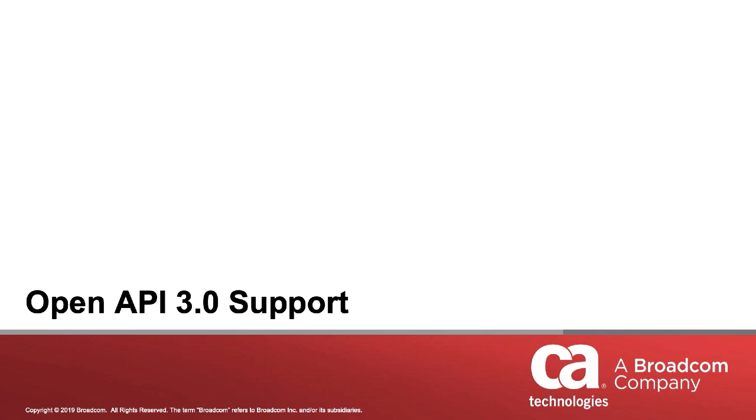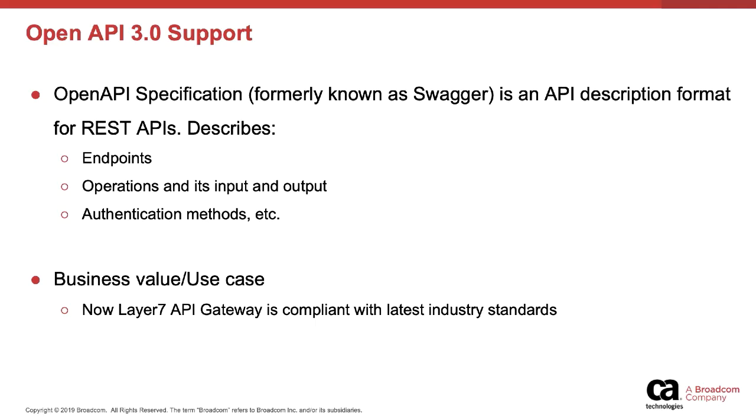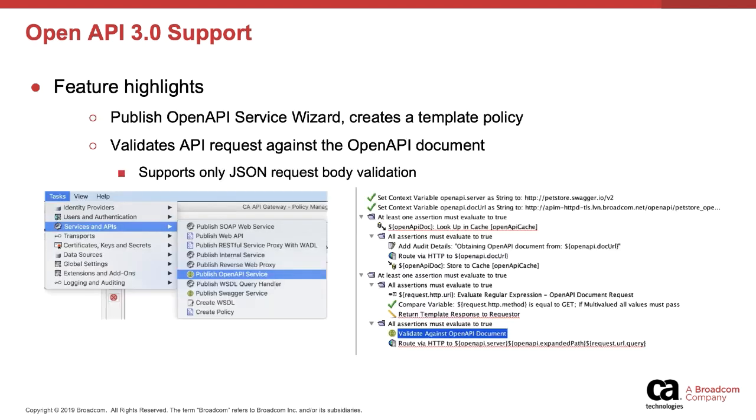OpenAPI 3 is the latest industry standard for REST APIs. Gateway version 10 makes API publishing easier with the new Publish Open API service menu item. The new Open API Validator assertion provides JSON request body validation.